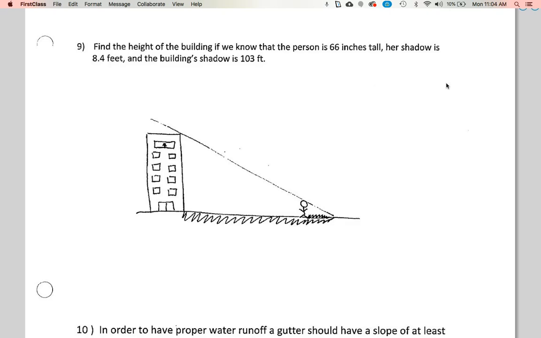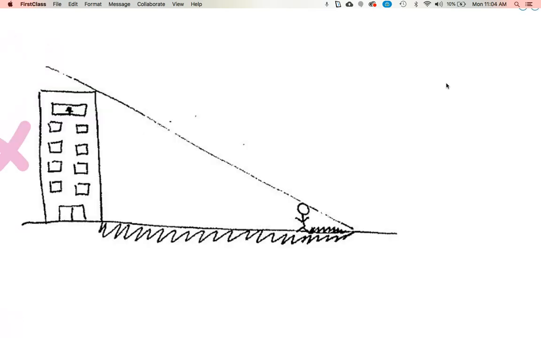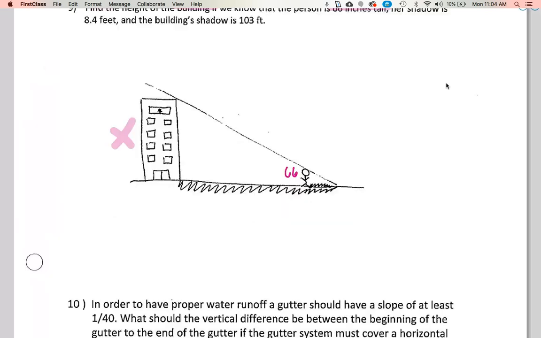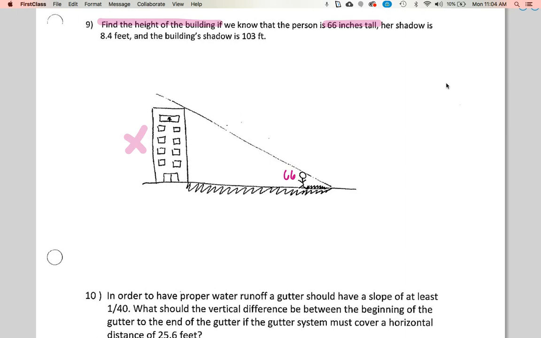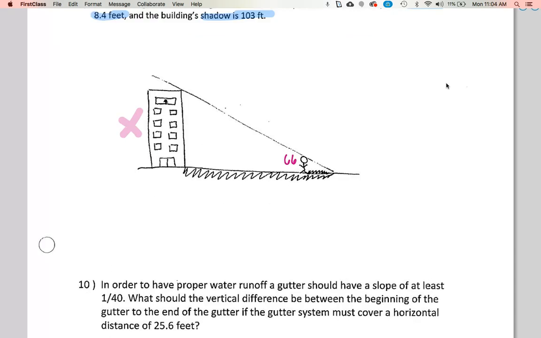All right, shadow problem. Find the height of the building. So right there, I know this is X. If we know that the person is 66 inches tall, the person's shadow is 8.4, and the building shadow is 103.